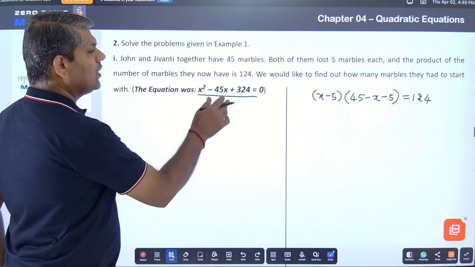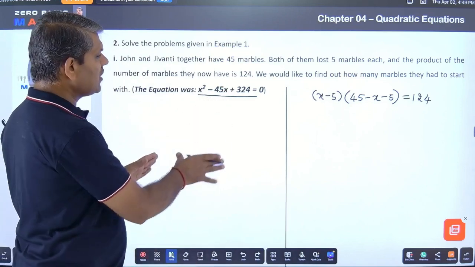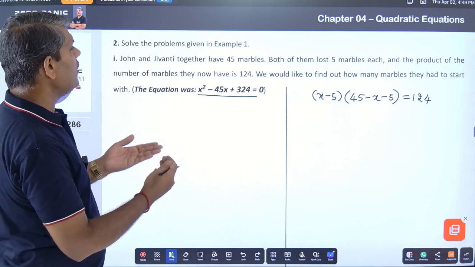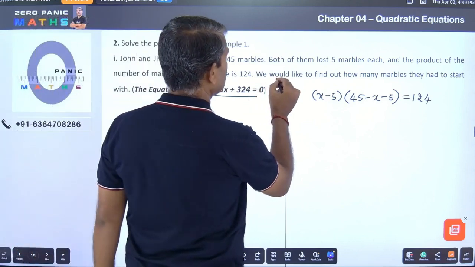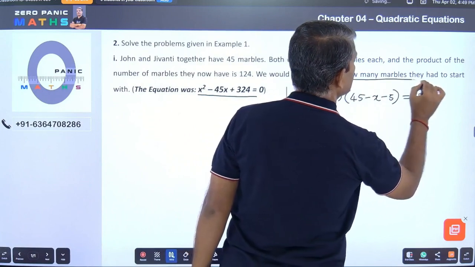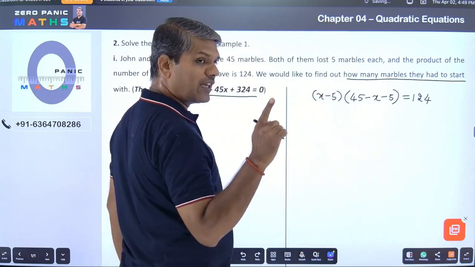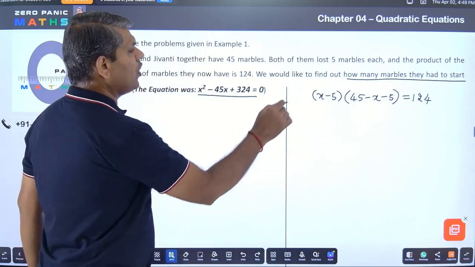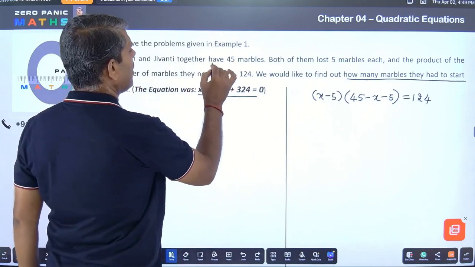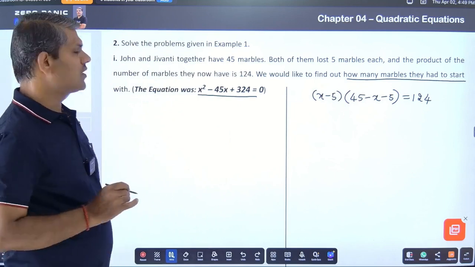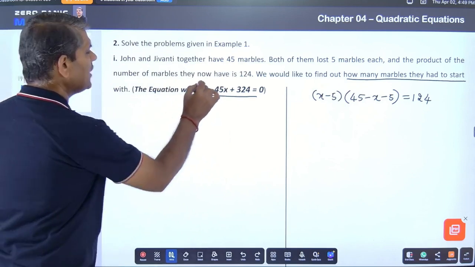Now in this session our job is only to find the solution for this. We would like to find out how many marbles they had to start with. What is the value of x, the marbles with John, and 45 minus x, the marbles with Jivanti? That is what we are going to find in this session. Let us solve this.